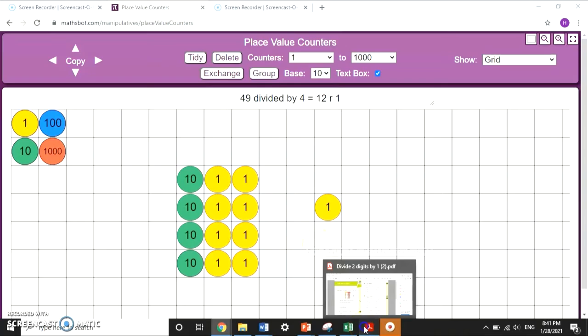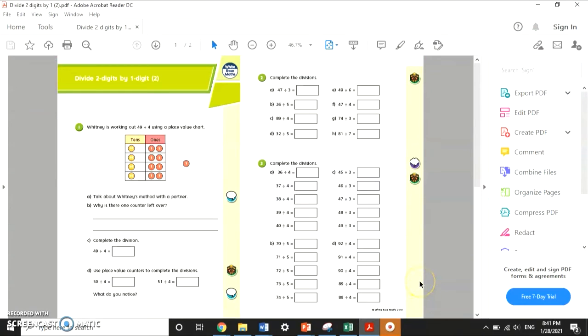Now, as you are having a look at your questions today, even here at question 1D, you'll notice some of the questions are really similar: 50 divided by 4, 51 divided by 4. And it asks you things like, what do you notice? I really want you to think carefully about that. What do you notice? Have a think for a moment.